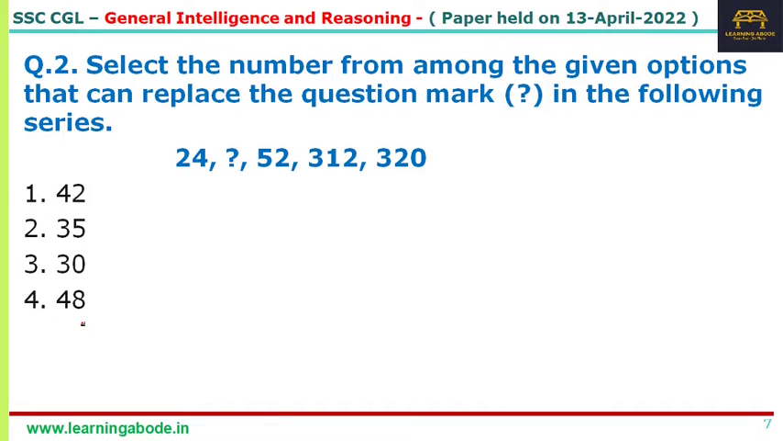Now coming to the second question, it's a number series based question. So you have 24 and then there's a question mark, and then you have 52, 312 and 320. Now our second number itself is missing. So let's just try to figure it out.